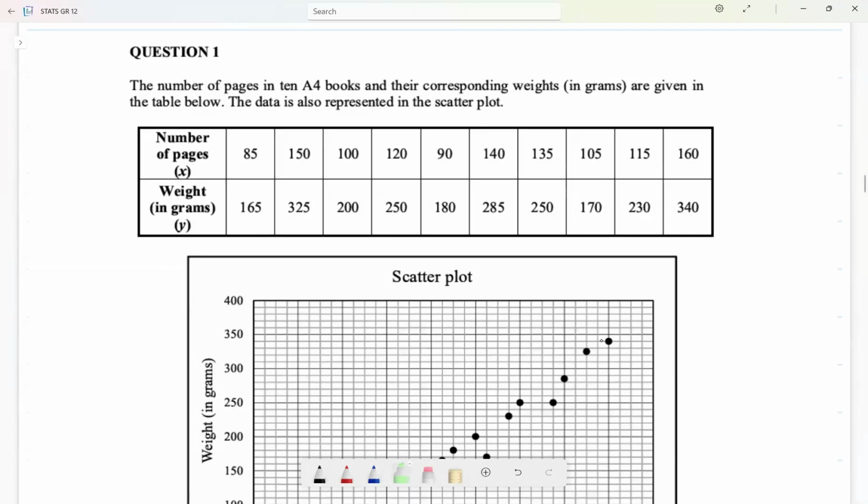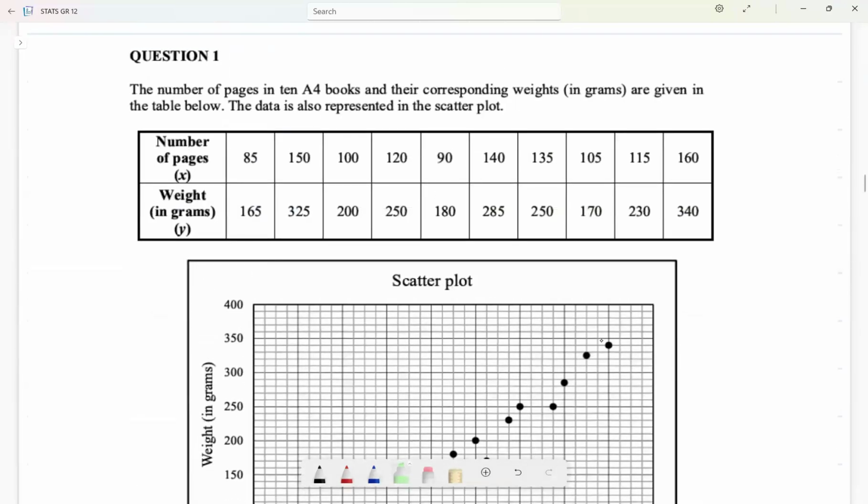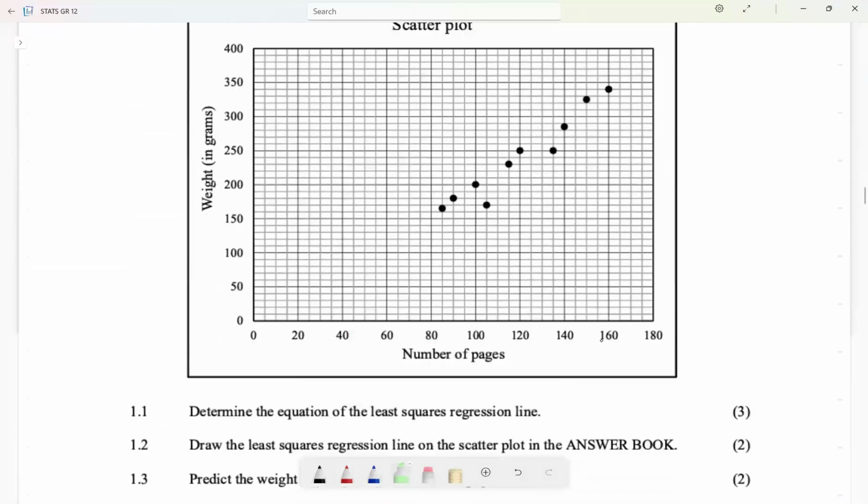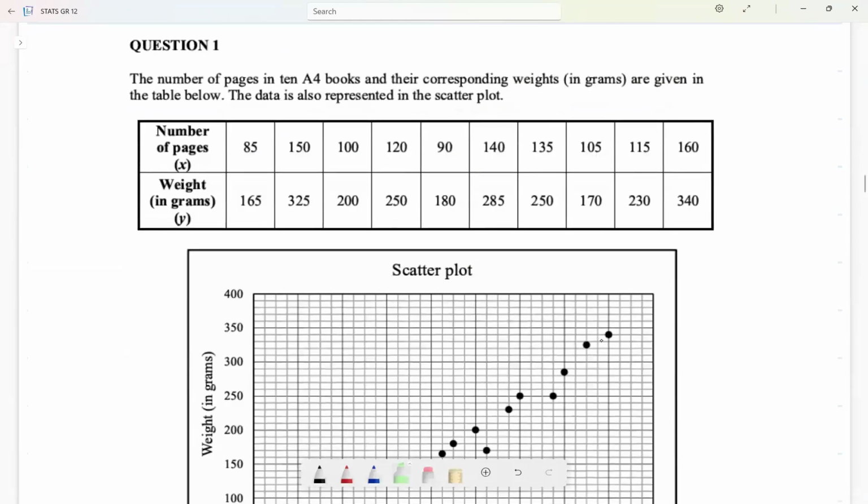In today's video, I want us to look at the May-June 2024 question paper, which was written by those who were rewriting in that particular year. It says the number of pages in an A4 book and their corresponding weight are given in the table below. The data is also represented in the scatter plot given.